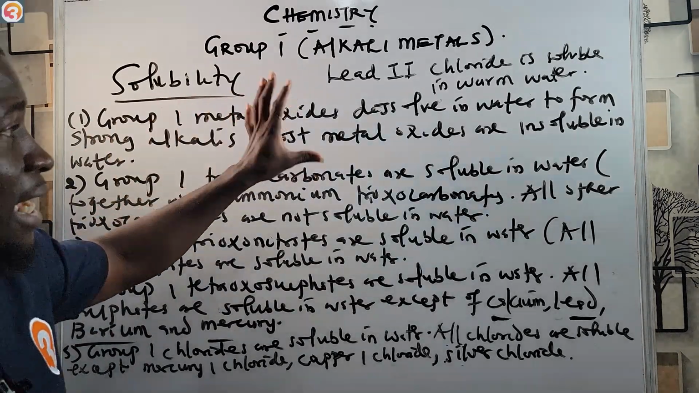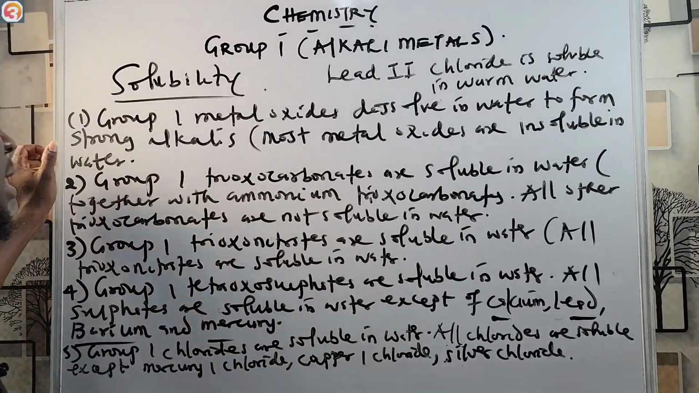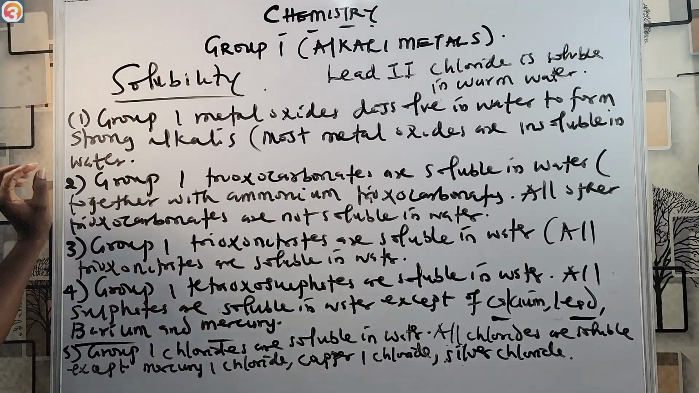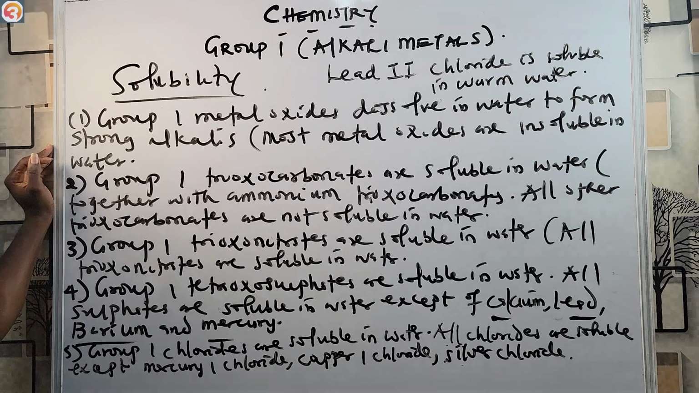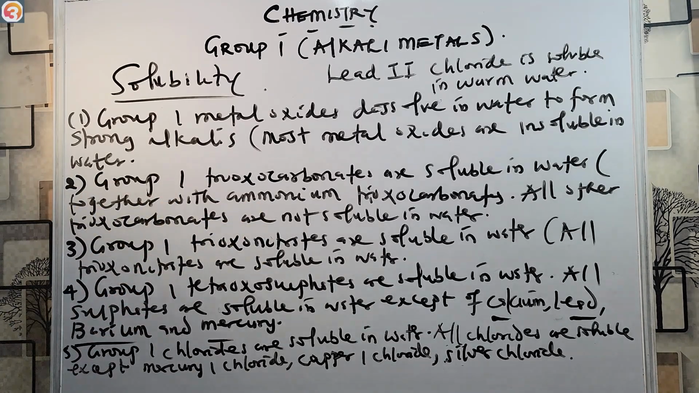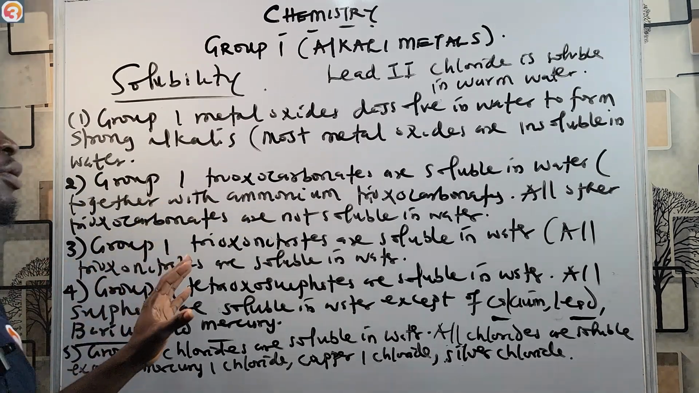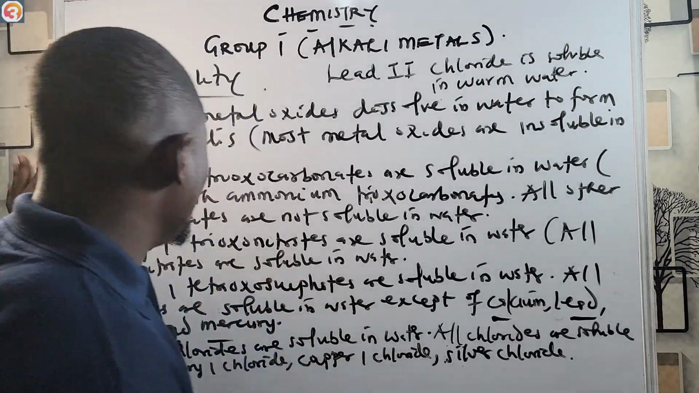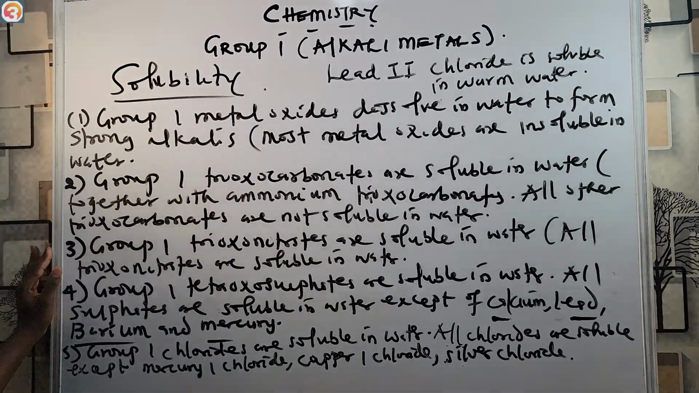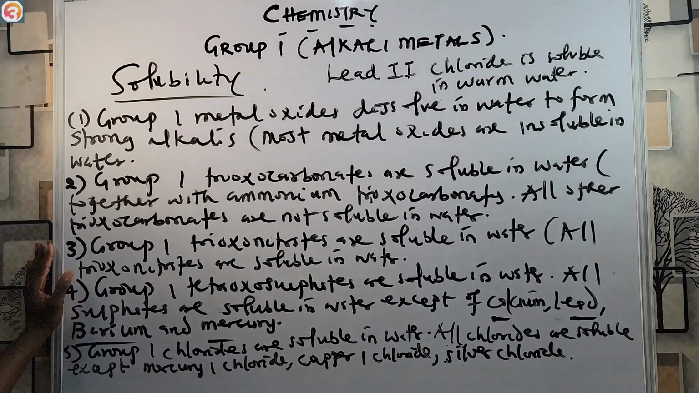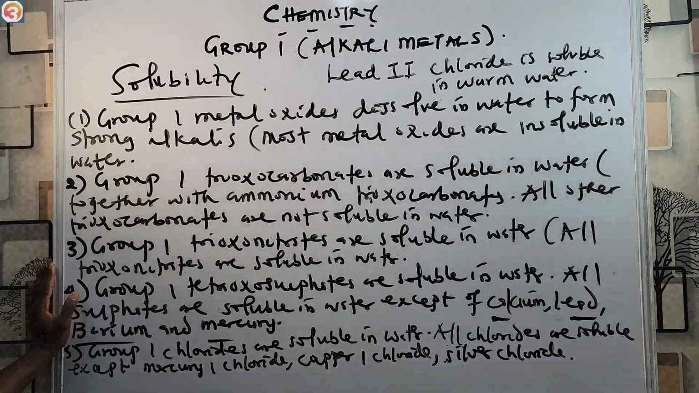right? Group 1 metal oxides dissolve in water to form strong alkalis. Most metal oxides are insoluble in water. Group 1 trioxocarbonates are soluble in water together with ammonium trioxocarbonate. All other trioxocarbonates are not soluble in water. Then we say group 1 trioxonitrates are soluble in water. All trioxonitrates are soluble in water. They are all water soluble.